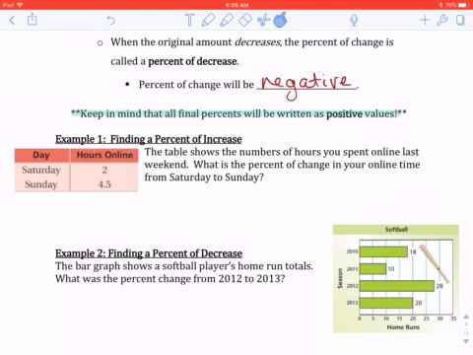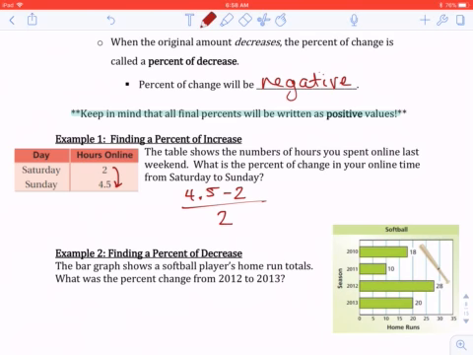So for this first example, the table shows the number of hours you spent online last weekend. Find the percent of change in your online time from Saturday to Sunday. Since we're going from Saturday to Sunday, the 4.5 is really our new value. So 4.5 minus 2, and that would be taken over the original hours, which was our Saturday hours of 2.